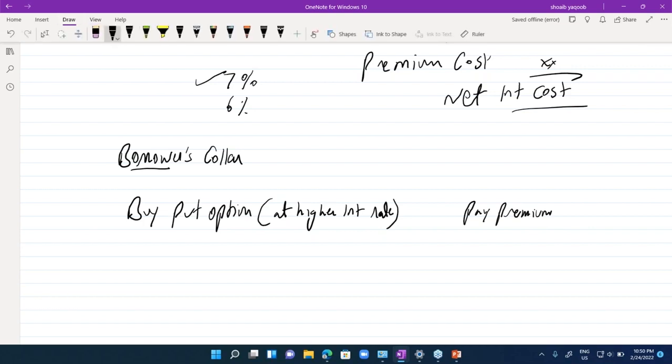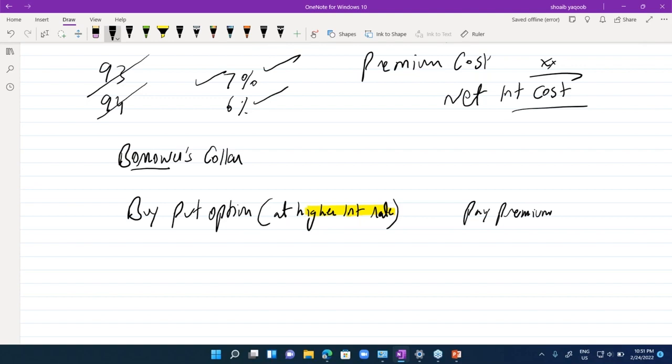Please mark these words. I'm not telling you the higher strike price, I'm telling you higher interest rate, because normally strike prices are given in inverse terms. It is given as 93, it is given as 94. I'm not talking about strike prices, I'm talking about the interest rate. The borrower will buy the put option at higher interest rate.